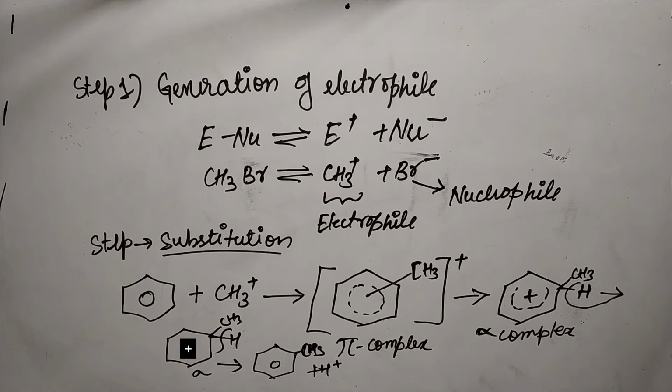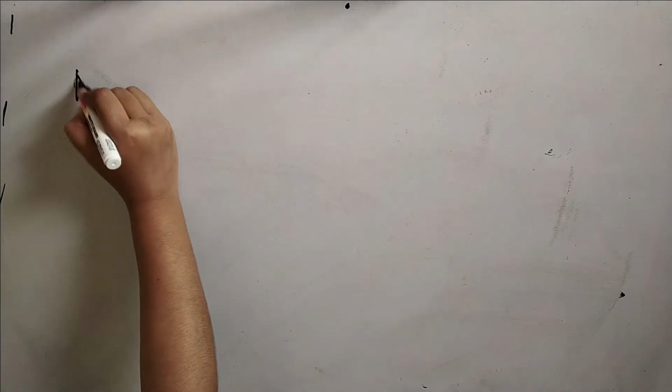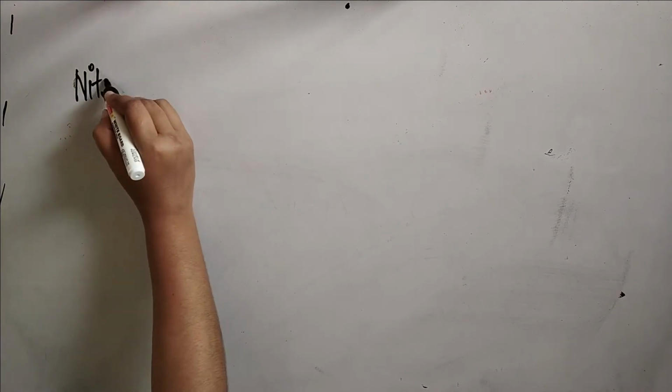So that is called electrophilic substitution reaction, where the electrophile has substituted this hydrogen. So the first reaction of benzene is the nitration reaction. Nitration reaction means the introduction of the nitro group, NO2 group, on the benzene ring.